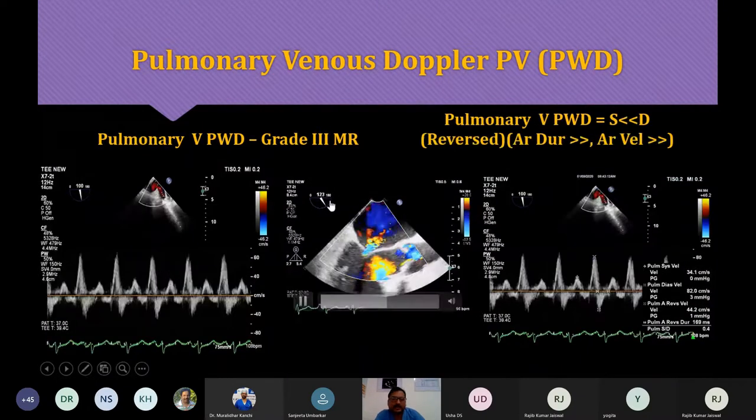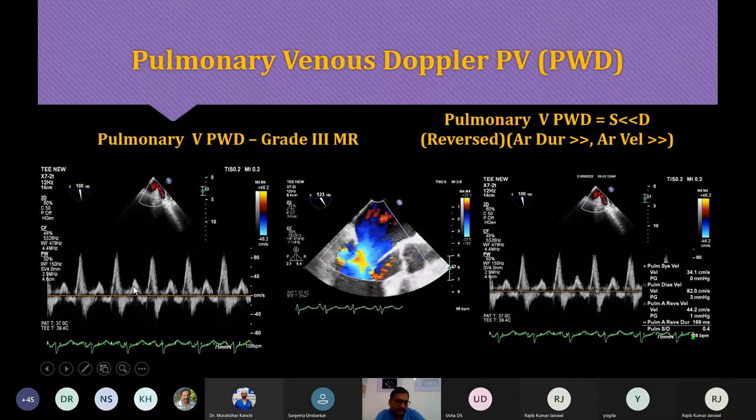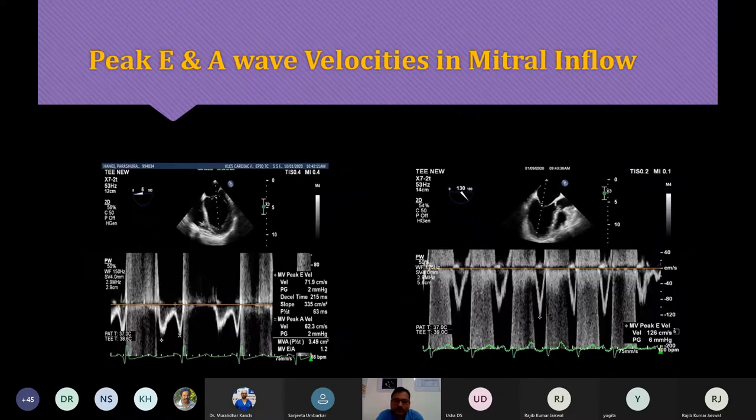And in the third variety, where there is a severe kind of MR, as seen in the middle video, you can see here there is a systolic blunting and there is a peak of the diastolic wave, and we have what we call a pulmonary A reversal wave that is more deep and more prolonged, and there is a reversal of the systolic wave. As you can see here, the systolic wave is 34, the diastolic wave has a velocity of 82, and the A reversal velocity is 44. And the A reversal duration is 169 milliseconds. So all this comes into a category of severe form of ischemic mitral regurgitation or mitral regurgitation.